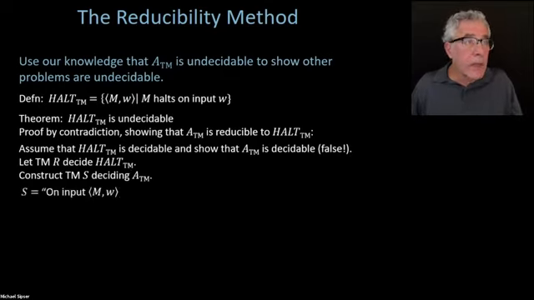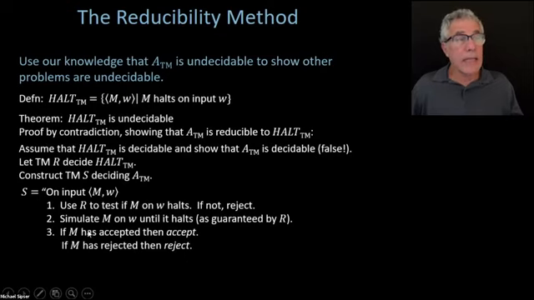And now eventually the simulation of M on w is going to end up at an accept or reject, and that's going to be the answer I need. So if M accepts, then accept, and if M rejects, then reject. And that's how S solves ATM, using R, which solves halt TM. But S can't exist. And so therefore R can't exist, and therefore halt TM can't be decidable.